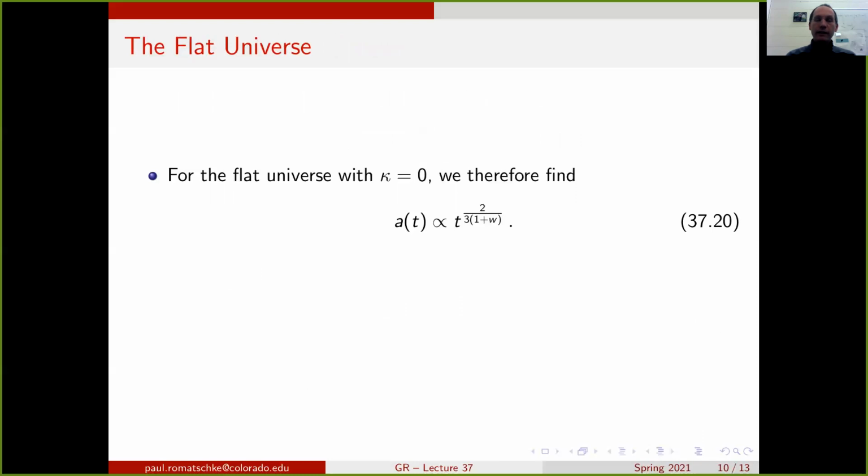So we find that we have a solution for the scale factor for the flat universe. Here it is. There's some proportionality constant in front, but the main part is that a of t scales like time to the power of 2 over 3 (1 plus w).